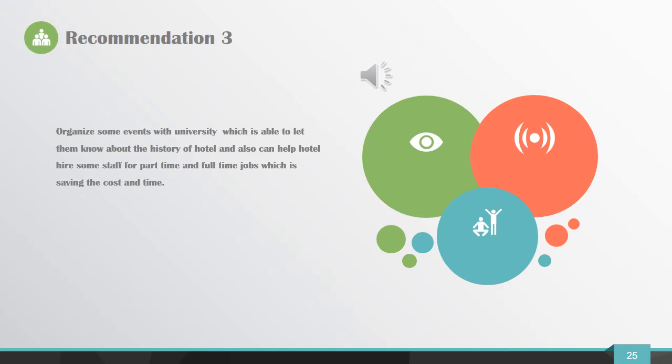Finally, the hotel can organize some events with universities, which lets students know about the history of the hotel and also hire some students to be staff. This is a way to save money and time.